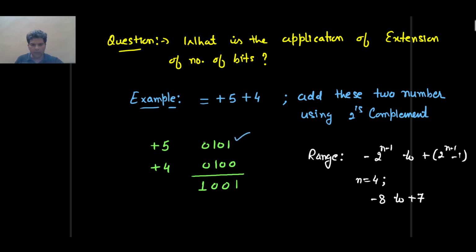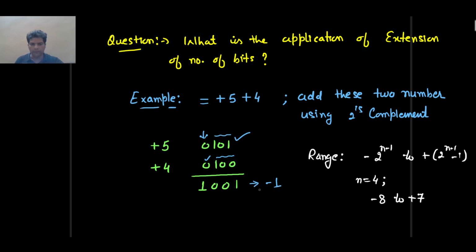So how is this number plus 5? This bit is reserved only for the sign, and these three bits are reserved for the magnitude. Again plus 4: how do we represent plus 4? This is positive and these are the magnitude. After addition of these two, plus 5 and plus 4, 1 and 0 is 1, 0 and 0 is 0, 1 and 1 is 0 with carry 1, and finally that is 1 without carry. So this result is minus 1.